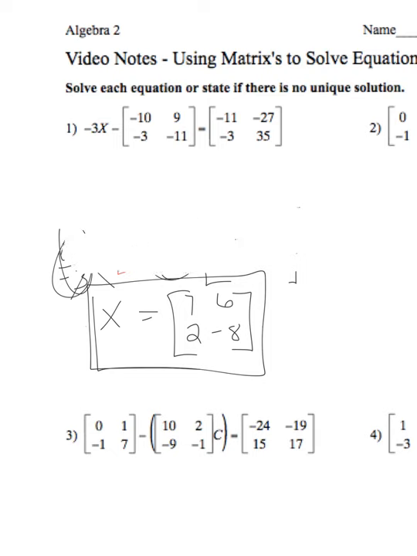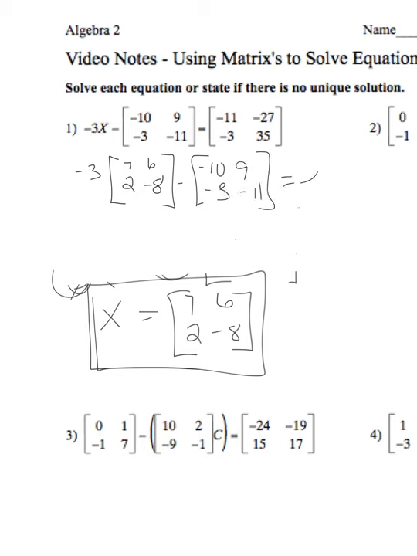Okay, I'm going to plug that in up there and take a look at it. So what this is saying is I've got negative 3 times this matrix that I just got for an answer, 7, 2, 6, and negative 8, minus the matrix negative 10, 9, negative 3, and negative 11. That's supposed to equal this, if we did it right. Okay, well I'm going to take that negative 3 and multiply it in and see what we've got.